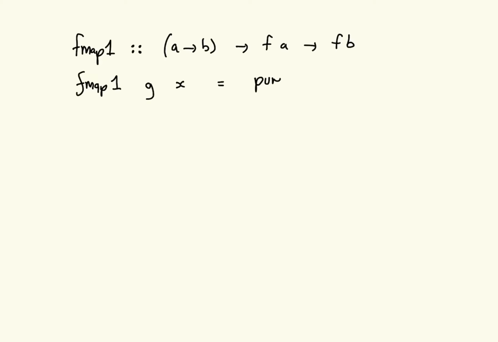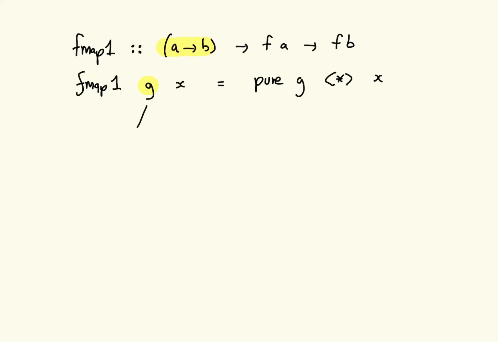So I'm going to write pure of g, and then the funny star, and then the argument x. And I claim that this has the correct type. And it's very easy to check this. So let's have a look at the types of everything. So let's have a look at the type of the argument g. So g goes from A to B.